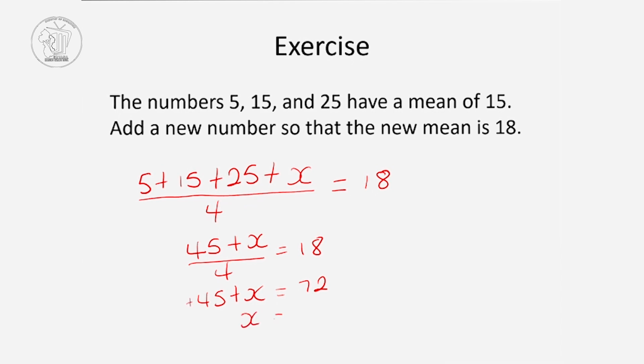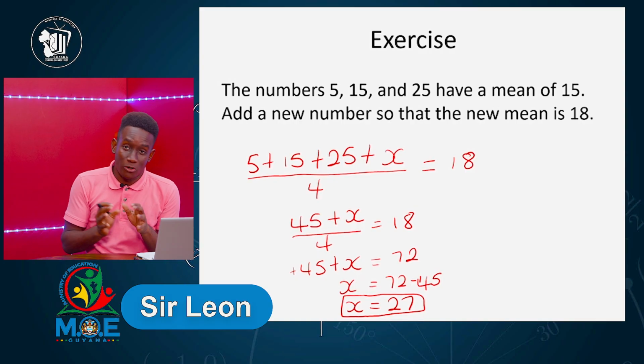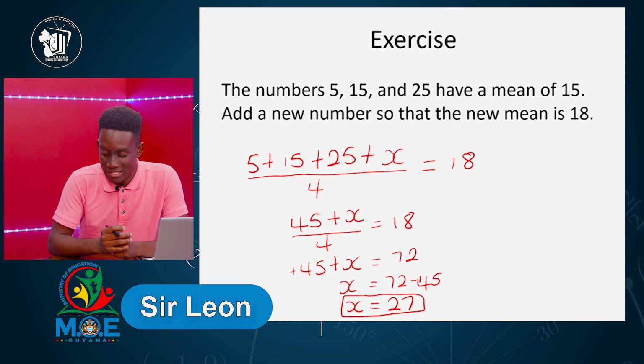So x will be equal to 72 subtract 45. And x will be equal to, when we subtract that, we will get a value of 27. So the number that we need to add to get a mean of 18 would be 27. And of course, we can check our answer to see if that is correct.